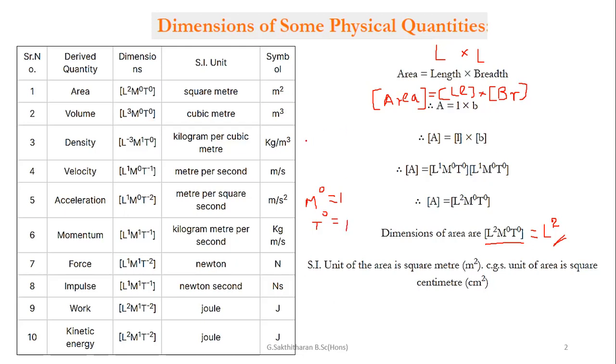In mathematics, each number with a zero power has the value 1. So here finally we can write L squared. So we can write only L squared. That is enough. So the dimension of the area is L squared.